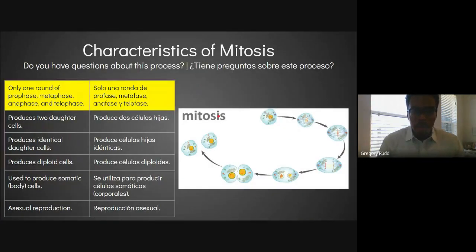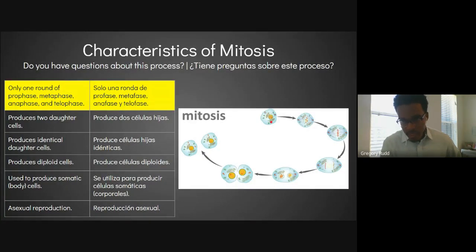Okay, so characteristics of mitosis. Stop me at any point if you have questions about this process. Mitosis only has one round of prophase, metaphase, anaphase, and telophase. It only goes through each of those things once. Sorry about that.